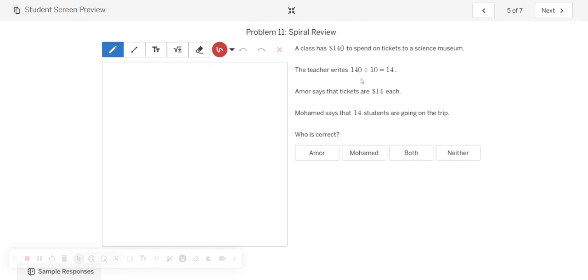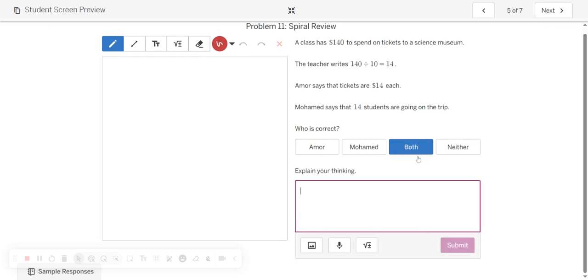Teacher writes 140 divided by 10 equals 14. Armar says the tickets are $14 each. Who's correct? This is going to be weird. I don't know that there's a correct answer because both could be correct.